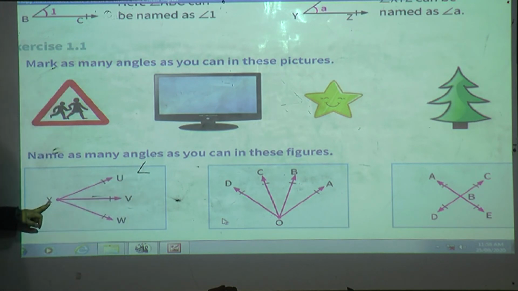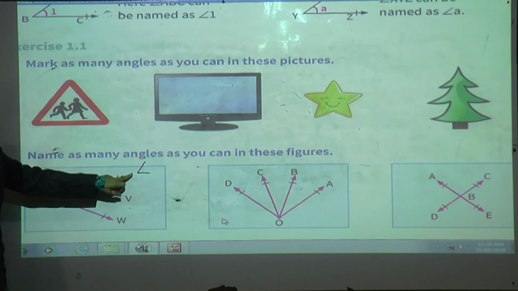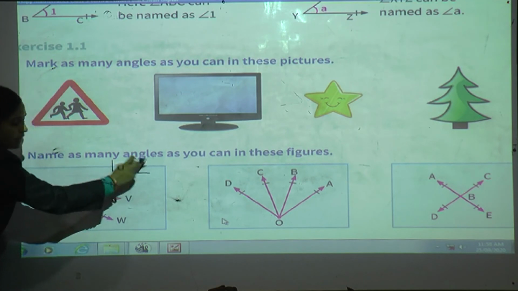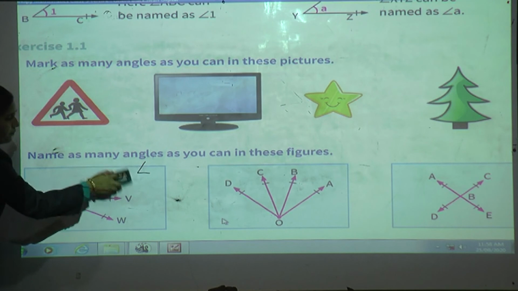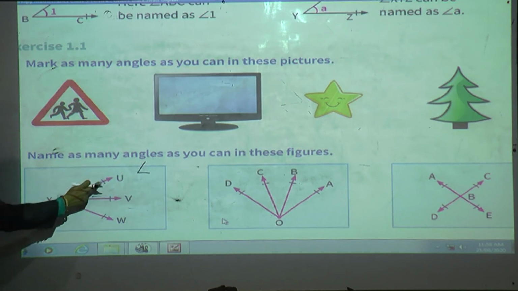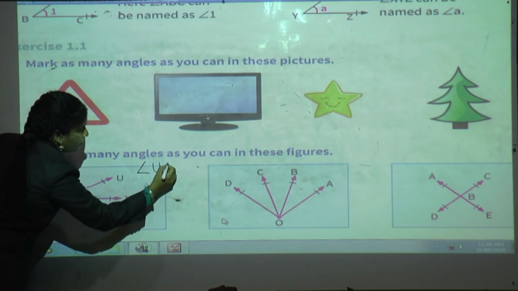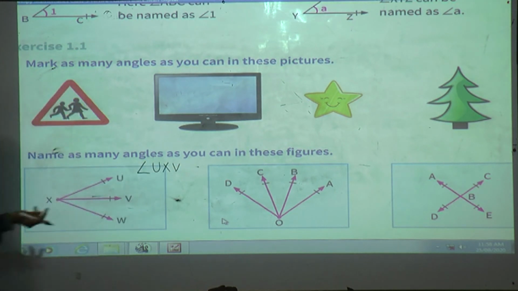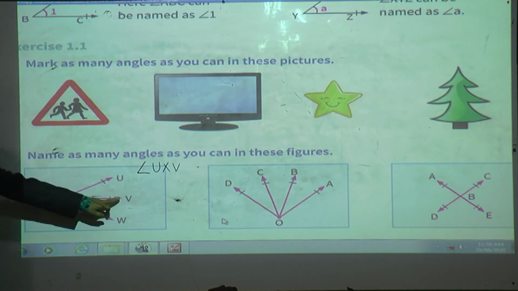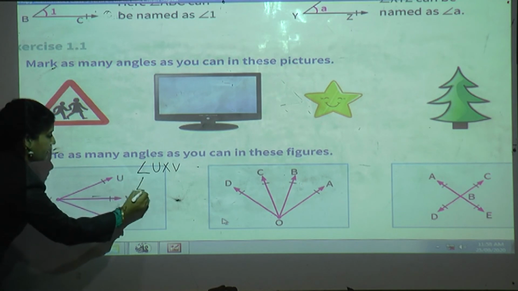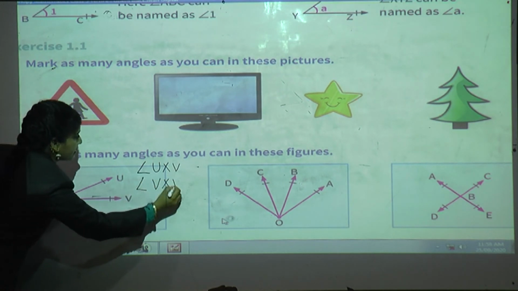This is your angle sign. The angle sign should always be one slanting line and one sleeping line. We have to write this symbol. Angle UXV. Then the next angle, angle VXW.